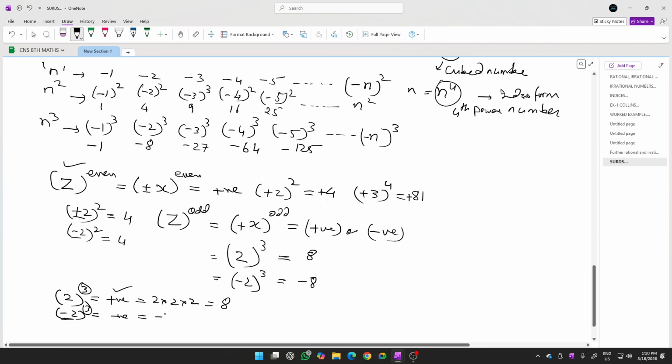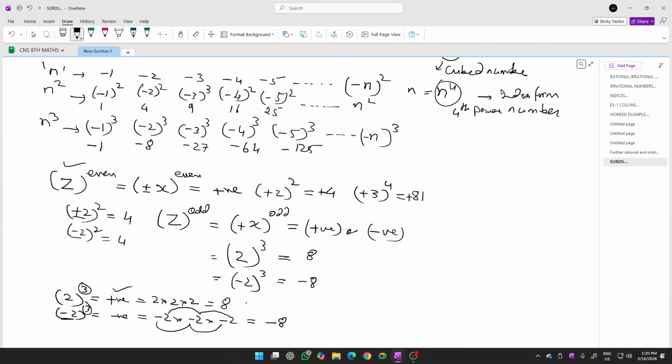Let us see how. So -2 into -2 into -2. This is the meaning of -2 raised to 3. So -2 you will have to multiply 3 times. Now when you multiply, you will have to multiply sign also. So minus into minus is plus, plus into minus is minus. So you get a minus sign. And 2 into 2 is 4, 4 into 2 is 8. So you are getting an answer as -8.